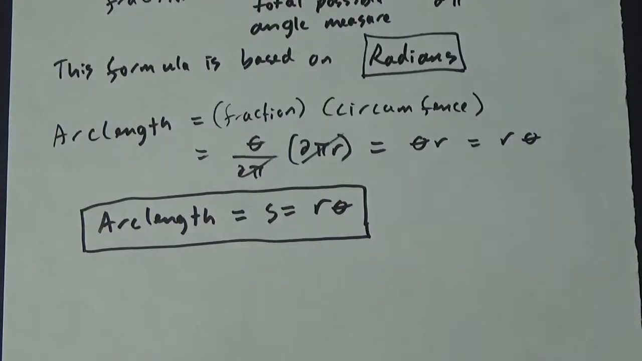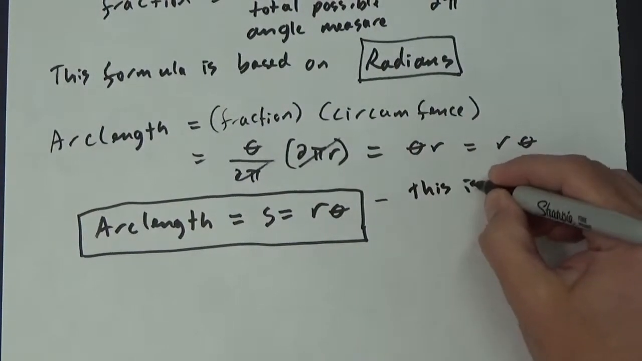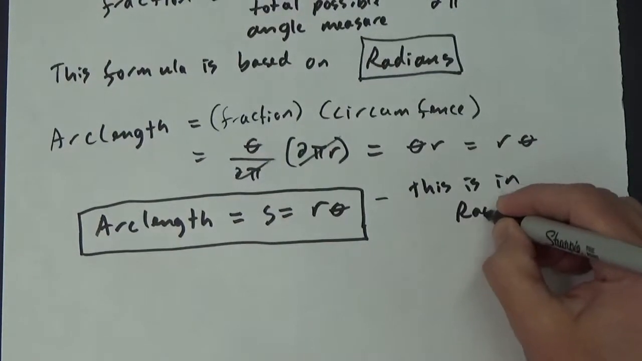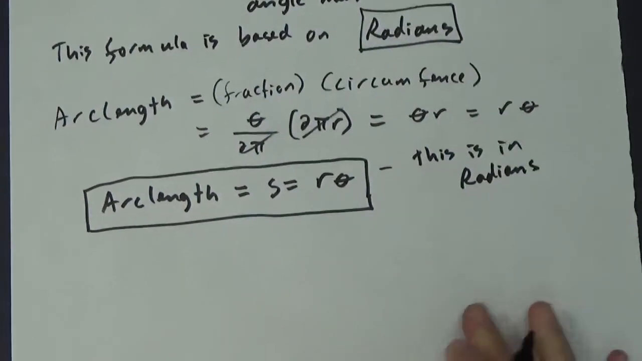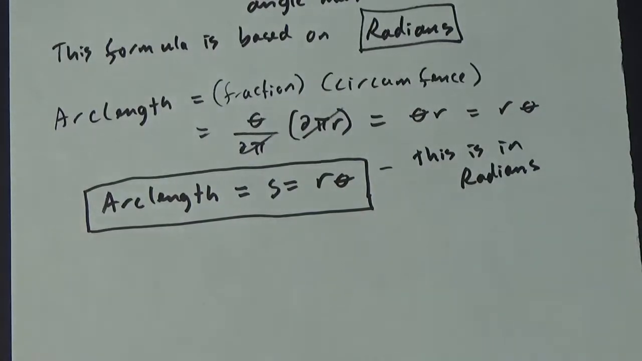It's a fairly basic formula, S equals r theta, and it just comes from the idea that we are taking a certain fraction of the circle. And I'm going to write this again just to be clear. This is in radians. If you want to do it for degrees, you got to come up with another formula.